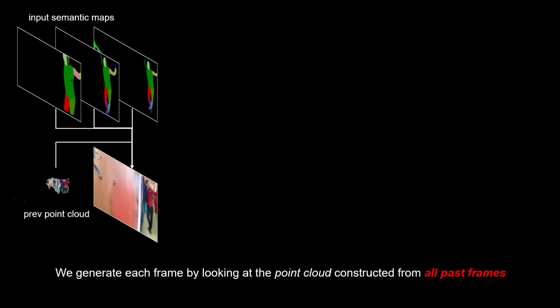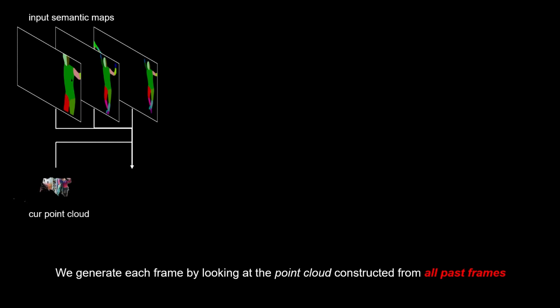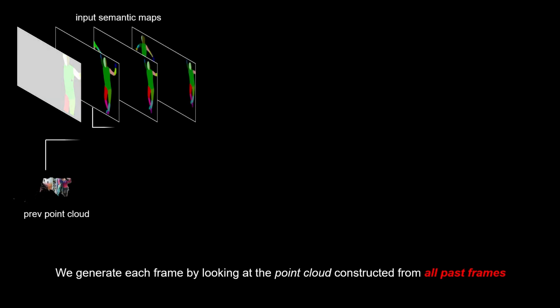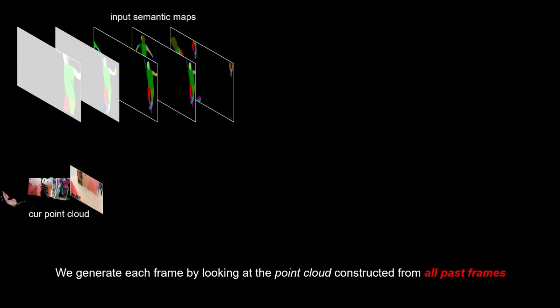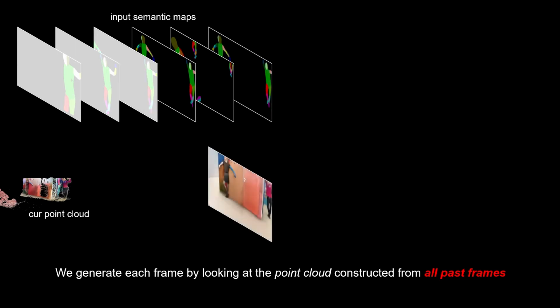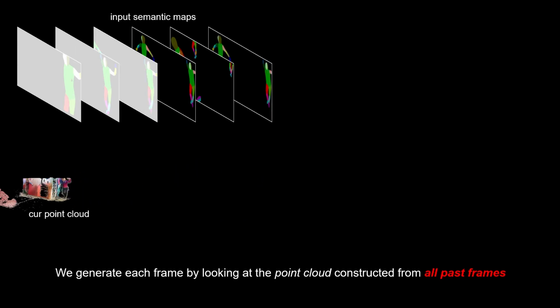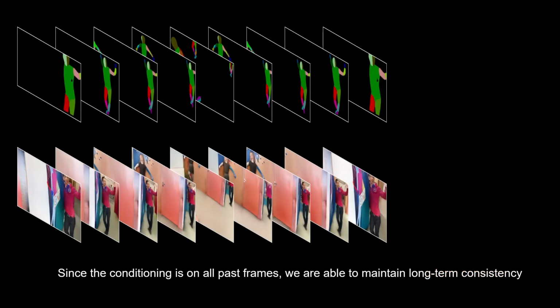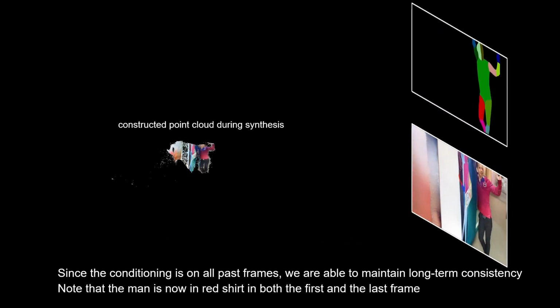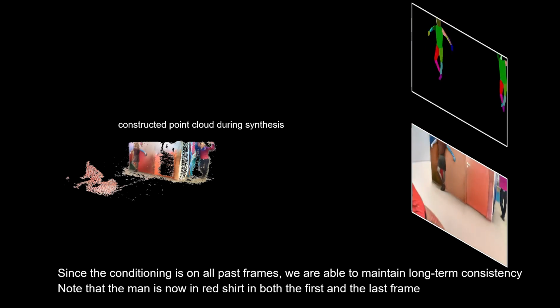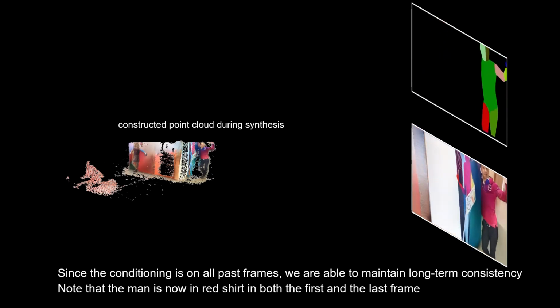Instead, our framework ensures long-term stability by conditioning on all past generated frames. During synthesis, we first construct a point cloud from the past frames, and generate each frame by looking at this point cloud. After each frame is generated, the point cloud will also be updated. Since the conditioning is on all past frames, we are able to maintain long-term consistency. Note that the man is now in a red shirt in both the first and the last frame.